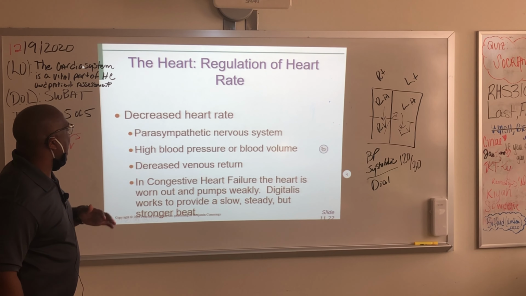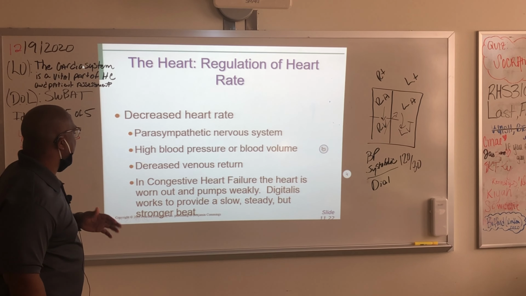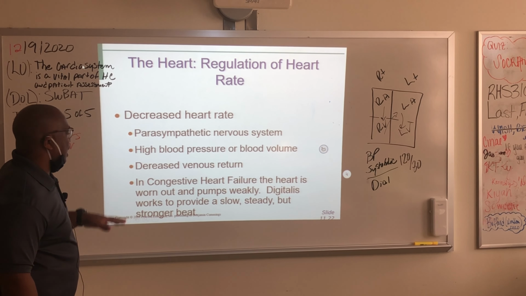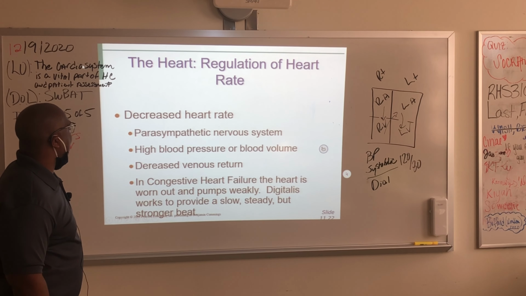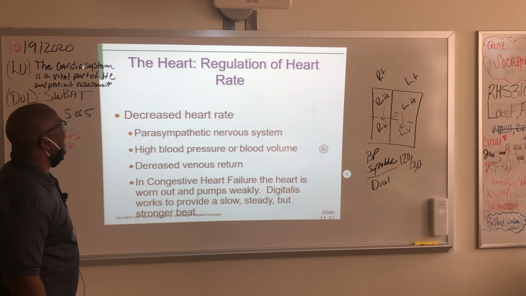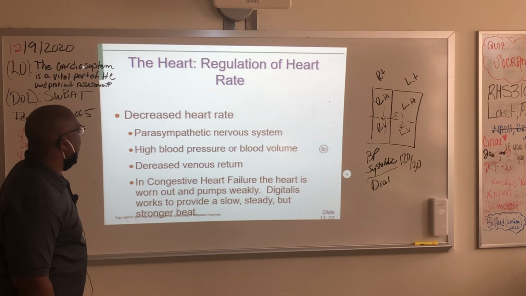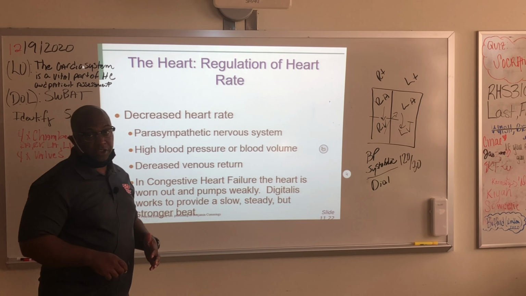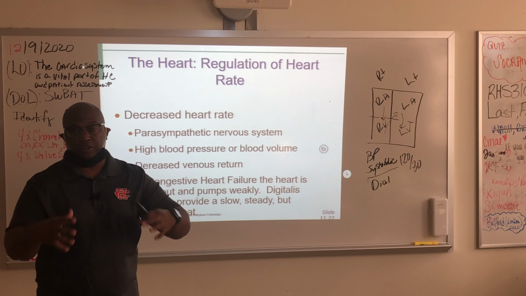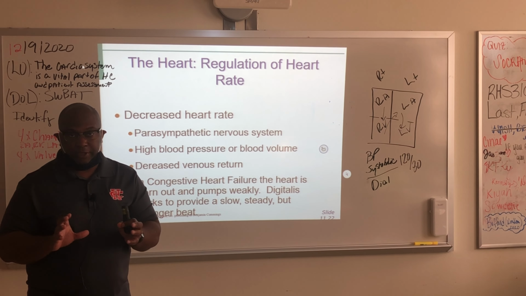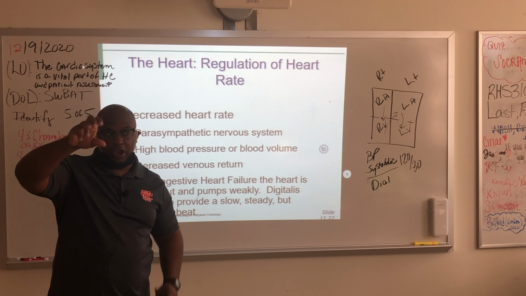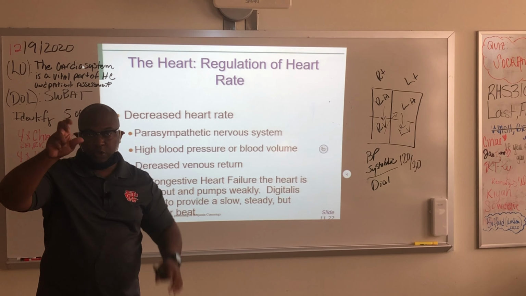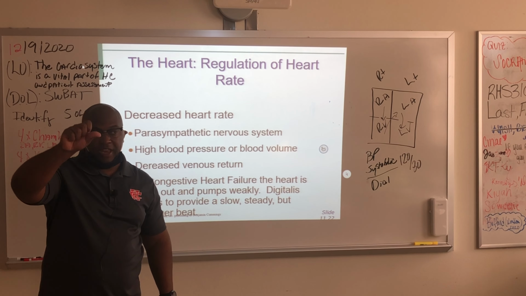Nervous system. High blood pressure or blood volume, decreased venous return. Those things you're not going to know until later. In congestive heart failure, the heart is worn out and pumps weakly. Digitalis works to provide a slow, steady, but stronger beat. Congestive heart failure is when the heart is kind of smothering. Your heart is beating like this, and the area around it is filling up with fluid and other things. So it's beating, and now it's doing this.